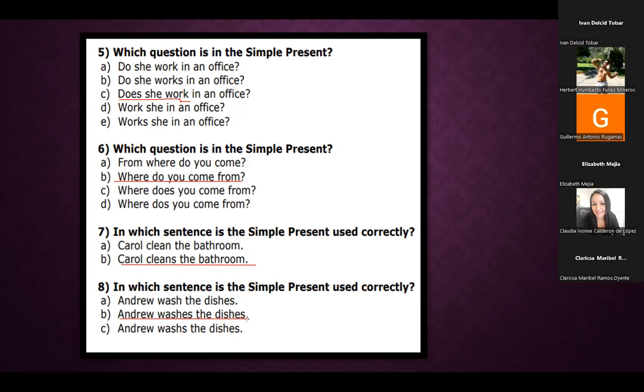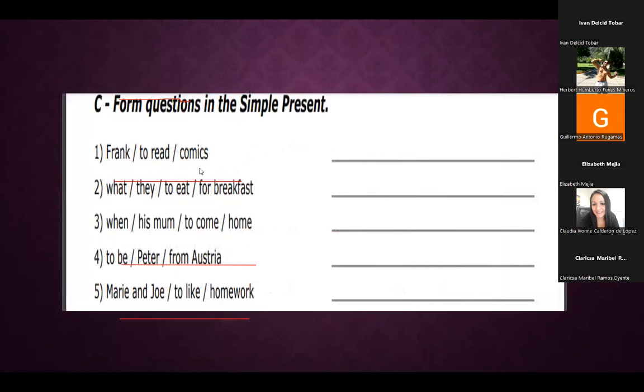Letter B. Andrew washes. Excellent. Very good. Yes. Okay, next.